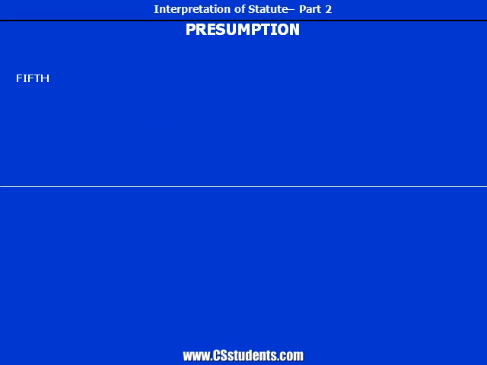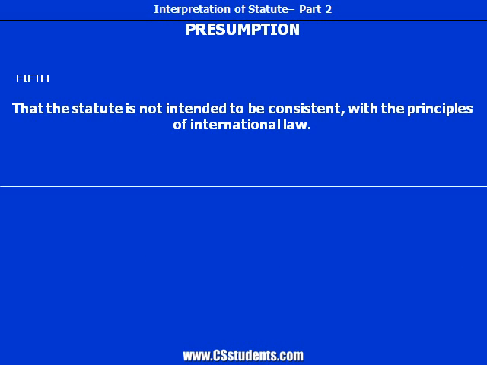The fifth is that the statute is not intended to be consistent with the principles of international law. It means the presumption is that statutes can be inconsistent with international laws. As we know, all the countries are different, their law-making authorities are different. Every country maintains its sovereignty independently.